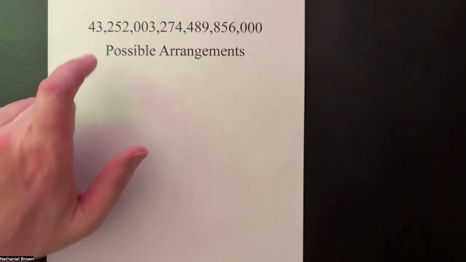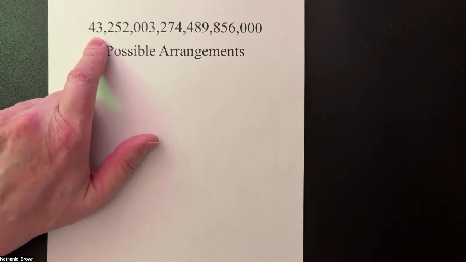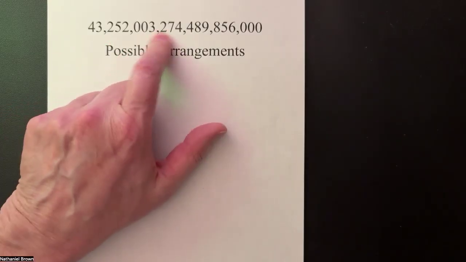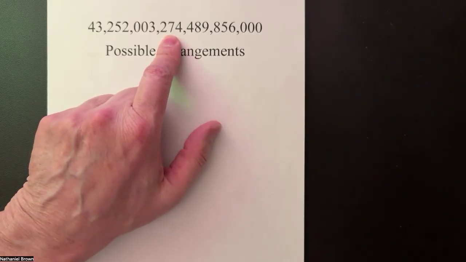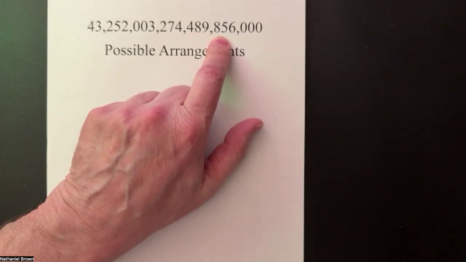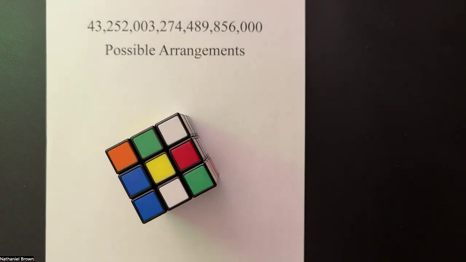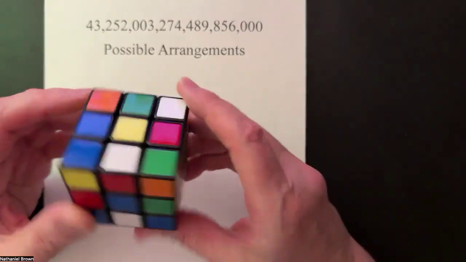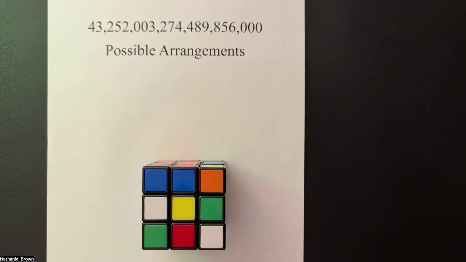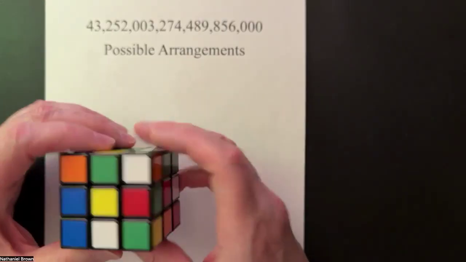In fact, I looked this up on Google. According to Google, there are 43 quintillion 252 quadrillion, 3 trillion, 274 billion, 489,856,000 possible arrangements of a standard Rubik's Cube, right? The standard Rubik's Cube is 3 by 3 by 3. And I think you get the idea, right? That's a hell of a lot of arrangements. So if you think you're just going to stumble upon the right answer, that's probably not going to happen.